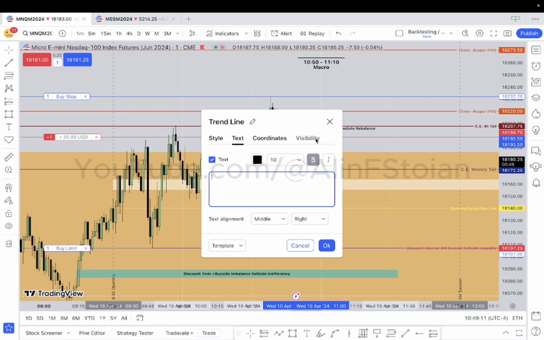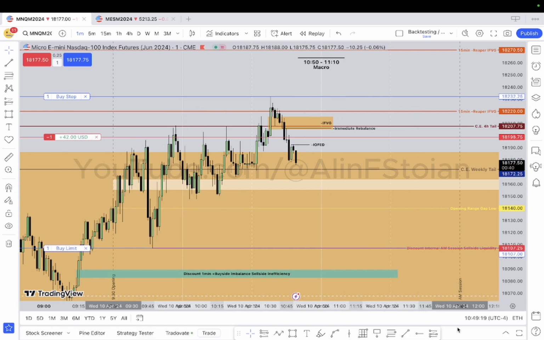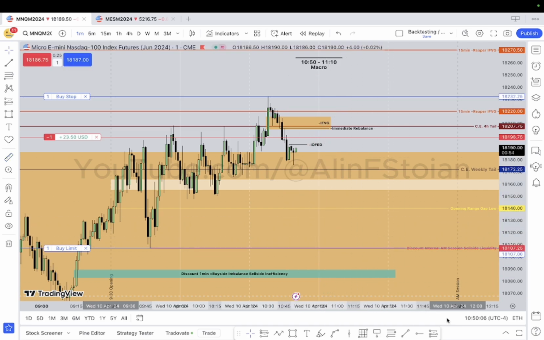Institutional order flow entry drill. Once the market takes this level of sell side, what I will do is I will trail my stop above this immediate rebalance, because that now would represent a balanced price range. This is 90 points of price range.